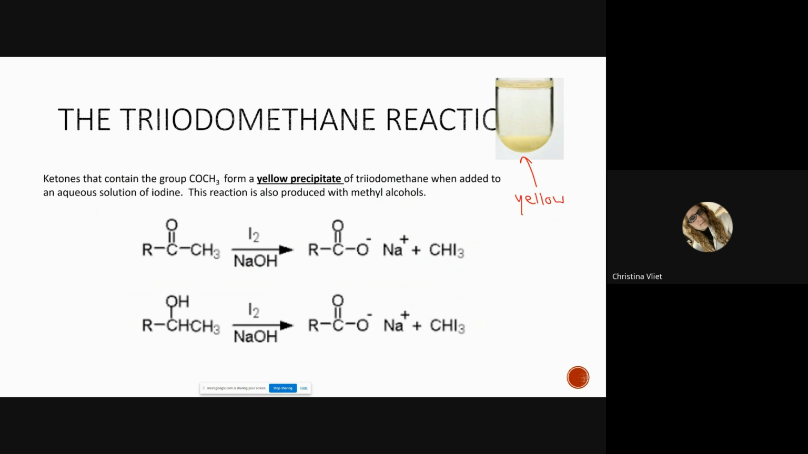So if you've got a specific group on your molecule, that group is either a methyl ketone, so you may want to put a box around that, or a methyl group next to an alcohol. So we call this a methyl ketone, and this is a methyl alcohol. If you take a solution of pure elemental iodine and mix it with sodium hydroxide, that will be aqueous.